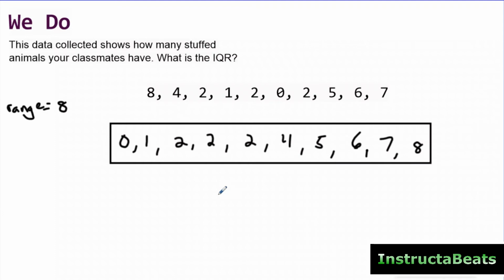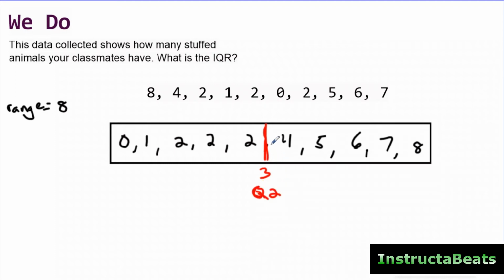So the first thing I want to do is find my first quartile. Well, to do that, I need to find the median first. So if I'm crossing these numbers out, I cross out 0, 8, 1, 7, 2, 6, 2, 5, and then I have 2 and 4 left. I know my median is going to be an average of these two numbers, so my median is going to be 3. That's my second quartile, all right?